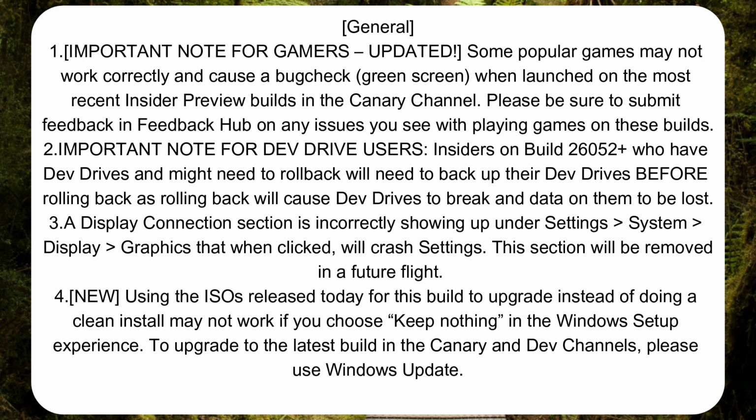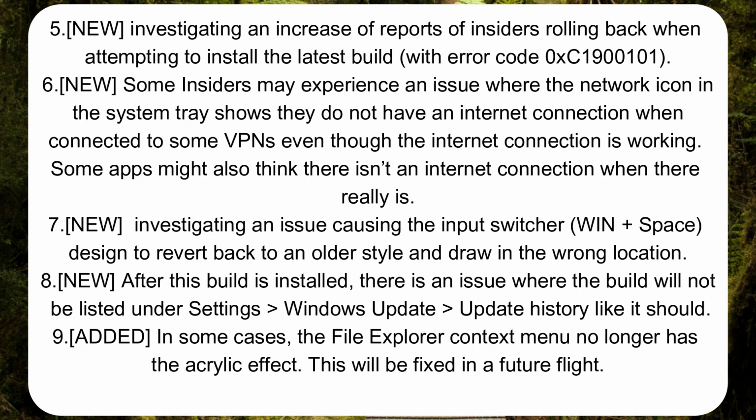4. New: using the ISOs released today for this build to upgrade instead of doing a clean install may not work if you choose Keep Nothing in the Windows setup experience. To upgrade to the latest build in the Canary and Dev channels, please use Windows Update. 5. New: investigating an increase of reports of Insiders rolling back when attempting to install the latest build, with error code hexadecimal C1900101.